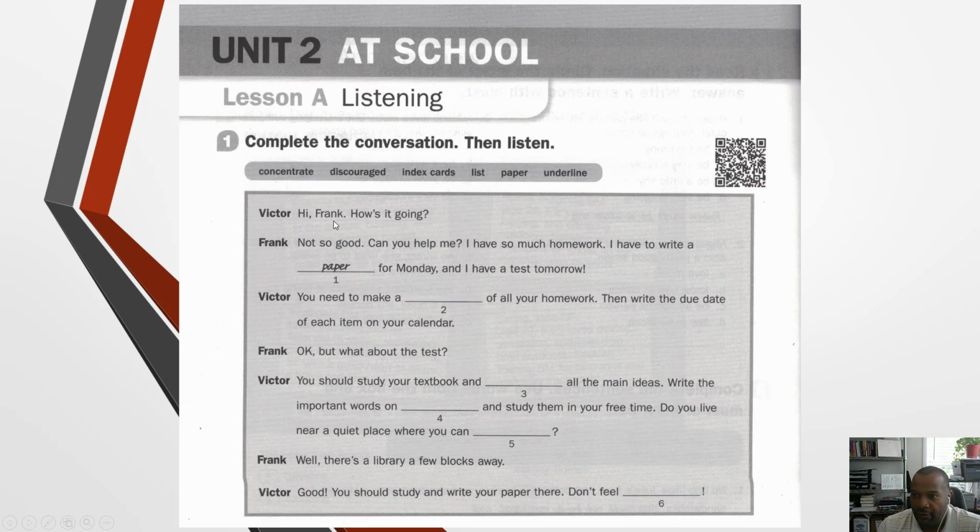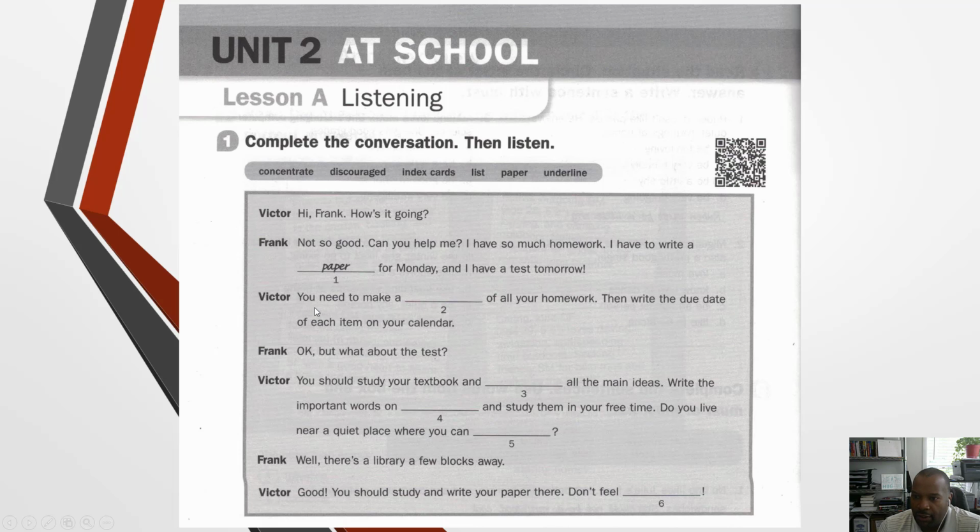He says, "Hi Frank, how's it going?" "Not so good. Can you help me? I have so much homework. I have to write a paper for Monday and I have a test tomorrow." Okay, so in the first round of conversations, the first one is done for us. So paper, right? I have a paper for Monday. All right.